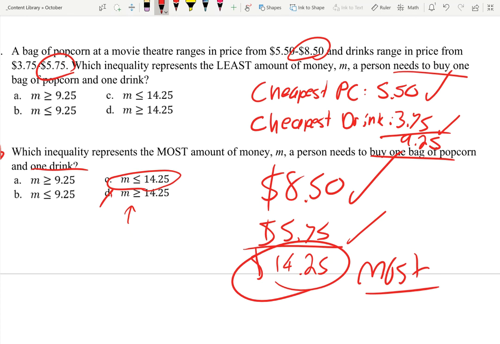So that means the total we can spend would be less than or equal to that amount. We cannot spend more than that. We must spend up to that amount of money. So anywhere slightly less than it or equal to $14.25.